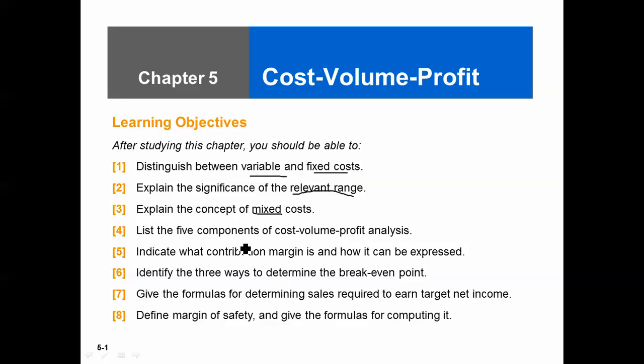Then we're going to look at cost, volume, profit. And then we're going to introduce a new term called the contribution margin. It's a new way of formatting the accounting data. And then we'll look at how we can use that to determine the break-even point, and not only that, the amount of sales required to earn a target net income. And lastly, a concept of margin of safety. So you'd be responsible for all of these terminologies and explanations.